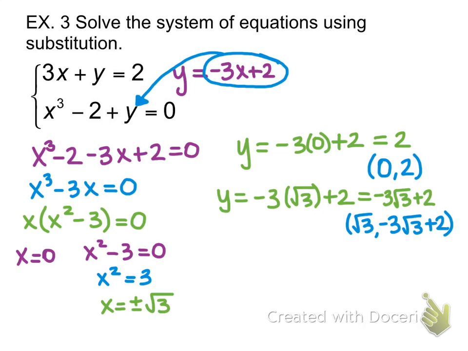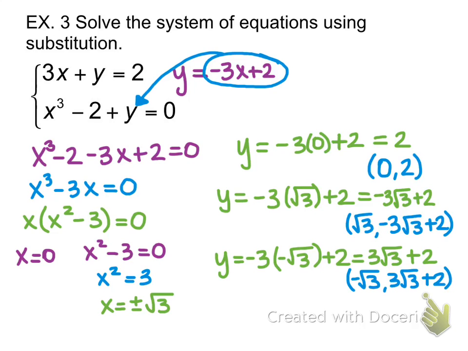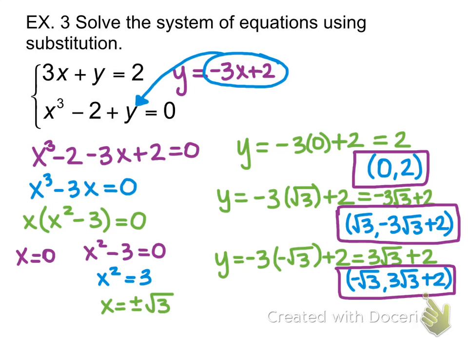Same thing for negative square root of 3. I plug that in. Now this time, a negative times a negative will result in a positive 3 square root 3 plus 2. So my ordered pair here is negative square root 3, comma, 3 square root 3 plus 2. So here are my 3 solutions to this system. If I graph these two functions, they would intersect at these 3 places.